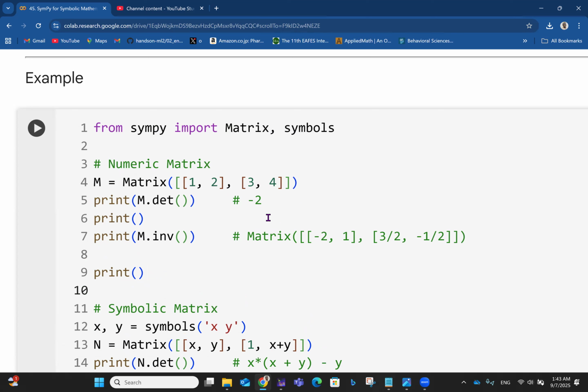You know, that's 1, 2, 3, 4. That's 4 times 1 minus 2 times 3. That would be 4 minus 6. That's minus 2. And then you can find the inverse and you get this kind of thing. So you get minus 2, 1, 3 over 2, minus 1. That's the inverse in that case.